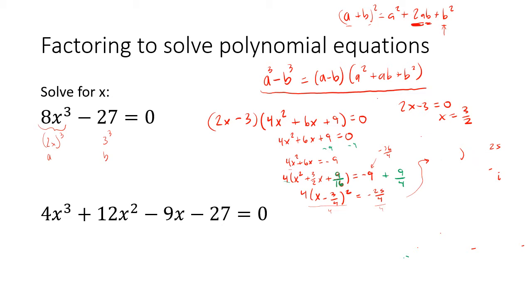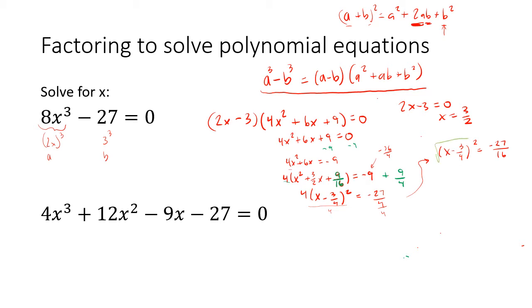This 25, I always make this mistake when I take 36 minus 9, I get 25 instead of what it really is, which is 27. So this is really -27 fourths over here. And then we divide by 4, sorry about that, we get this. We'll have x minus 3/4 squared is equal to -27/16.